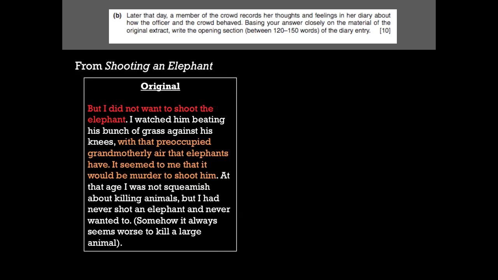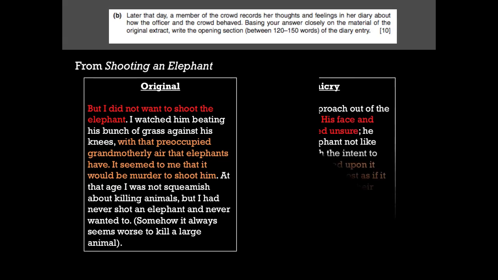So for the original, but I did not want to shoot the elephant. I watched him beating his bunch of grass against his knees with that preoccupied grandmotherly air that elephants have. It seemed to me that it would be murder to shoot him. At that age, I was not squeamish about killing animals, but I'd never shot an elephant and never wanted to. Somehow, it always seemed worse to kill a large animal.